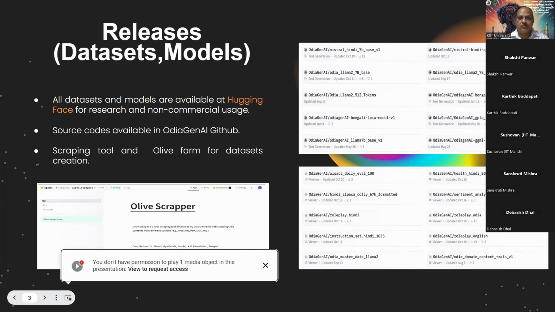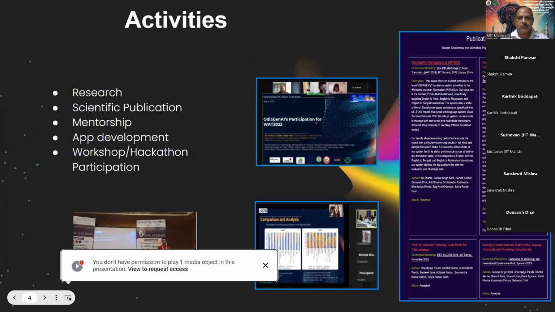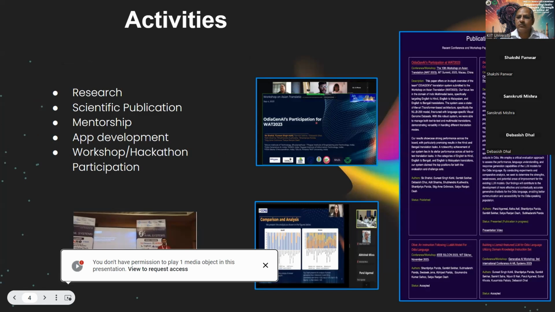So now let's move on to the various activities we engage in at Odia Generative AI. If we talk about research, our team is deeply involved in cutting-edge research to pursue the frontier of language modeling, particularly for underrepresented languages like Hindi, Odia, Bengali, and other Indic languages. We continuously explore new methodologies and techniques to improve model performance and linguistic understanding. The second one is scientific publication. Our researchers have been published in several prestigious journals and conferences, contributing valuable knowledge to the field of NLP. Now in mentorship, through our mentorship program, we guide students and early career professionals, helping them develop their skills and advance their careers.